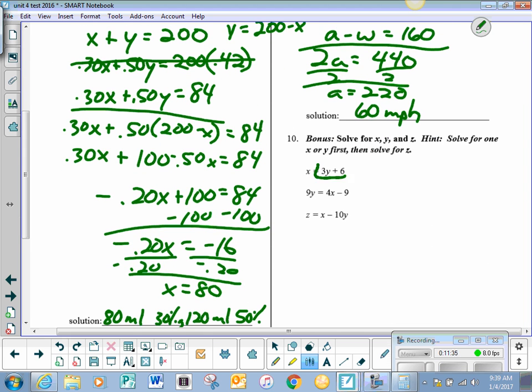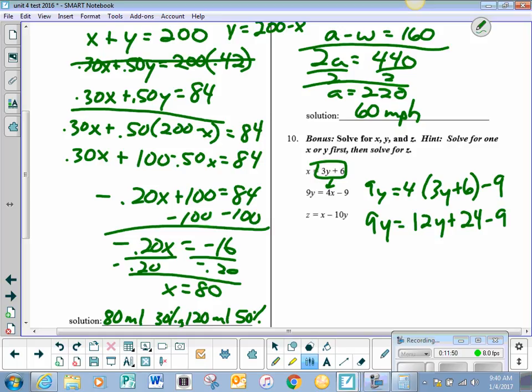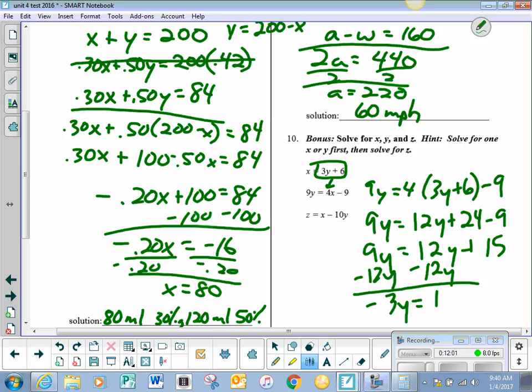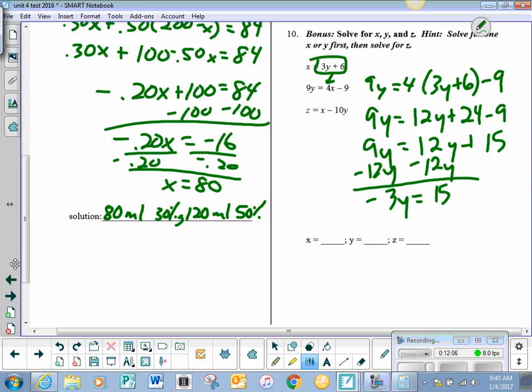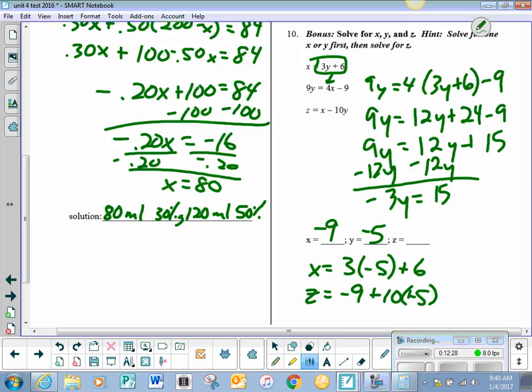If I substitute this in here for x, I get 9y equals 4 times 3y plus 6 minus 9. A lot of you got the bonus right. 9y equals 12y plus 24 minus 9. So 9y equals 12y plus 15. Subtract 12y, and I get negative 3y equals 15. So y equals negative 5. If y is negative 5, what's x? X equals 3 times negative 5 plus 6, which is negative 15 plus 6, negative 9. Well, z is x minus 10y. So negative 9 minus 10 times negative 5, which is negative 9 plus 50, which is 41.